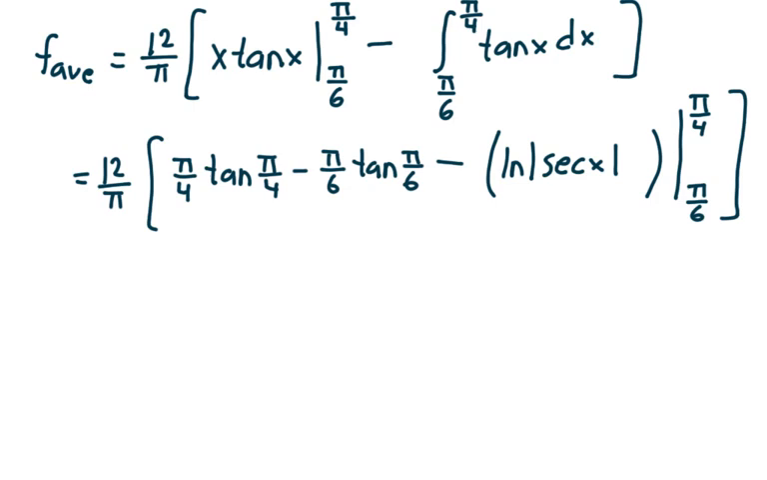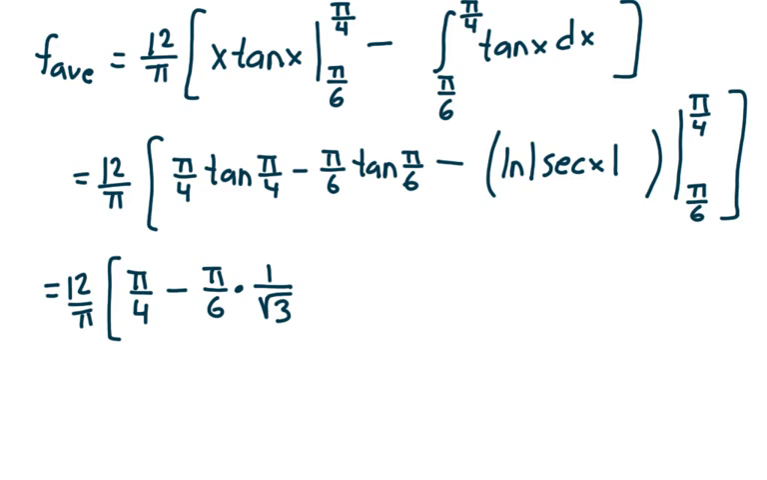Now, this is 12 over pi times. Tangent of pi over 4 is 1, right? So I'm going to get pi over 4. And then tangent of pi over 6 is going to be 1/2 over the square root of 3 over 2, which is going to be 1 over square root of 3, like so.